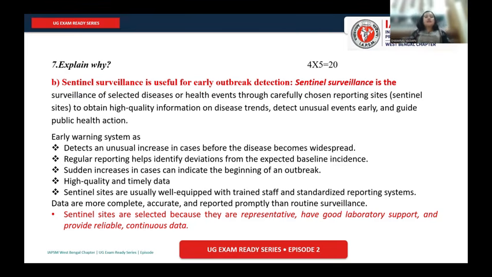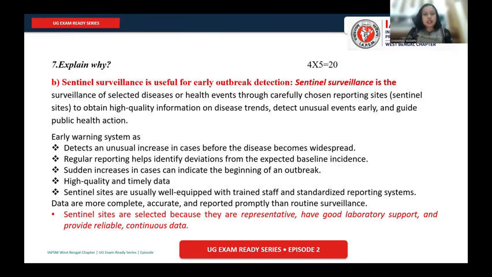Explain why sentinel surveillance is useful for early outbreak detection. Now, you have to first define what sentinel surveillance is. It is the surveillance of selected diseases or health events through carefully chosen reporting sites, which are known as the sentinel sites. They give us high quality information on disease trends. They detect unusual events early and guide public health action.